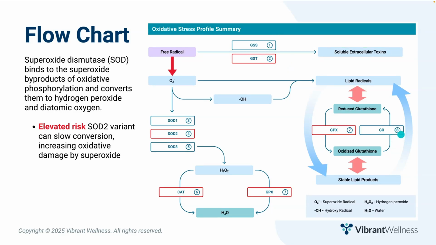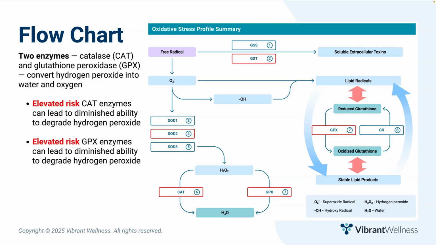In the alternate pathway, free radicals can form superoxide, which is highly reactive, which is why our mitochondria have superoxide dismutase enzymes to convert superoxide into hydrogen peroxide. However, an elevated risk SOD variant can slow conversion, resulting in high levels of superoxide and increased oxidative damage.